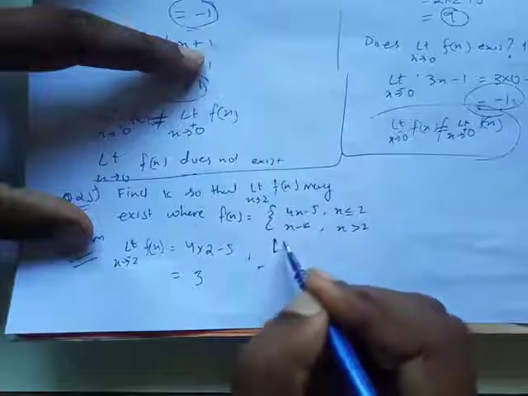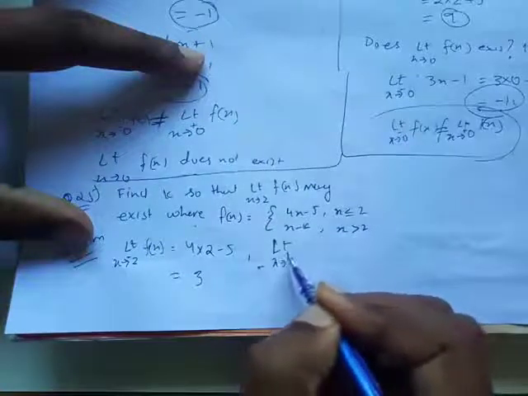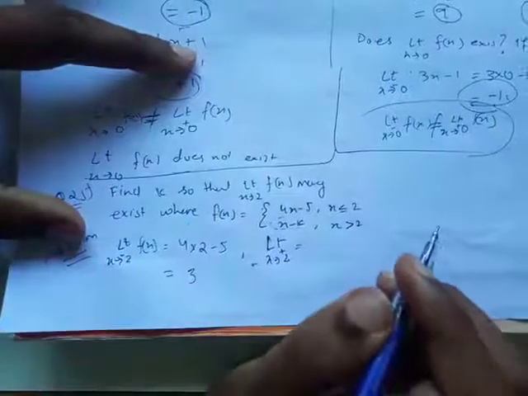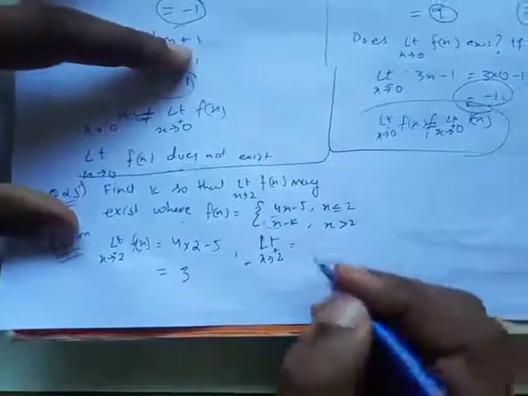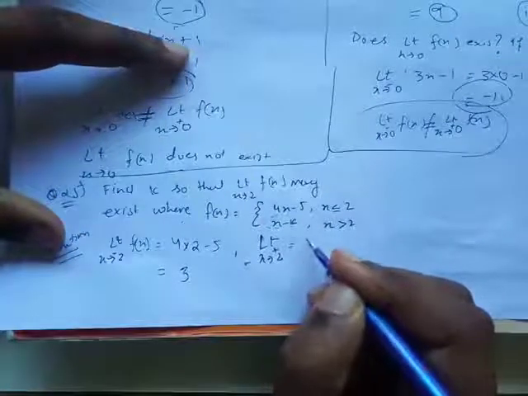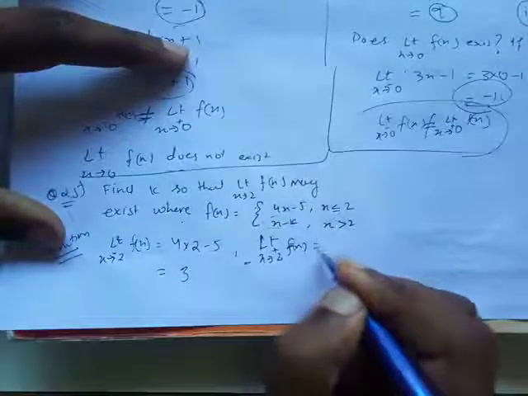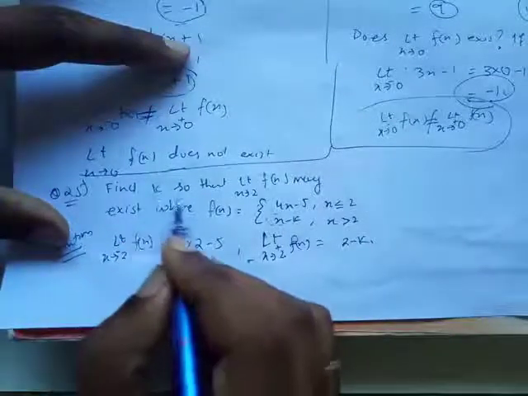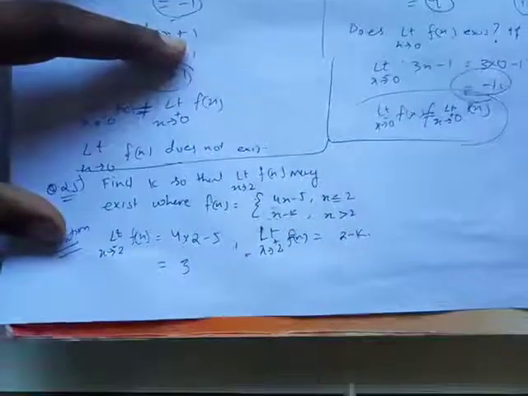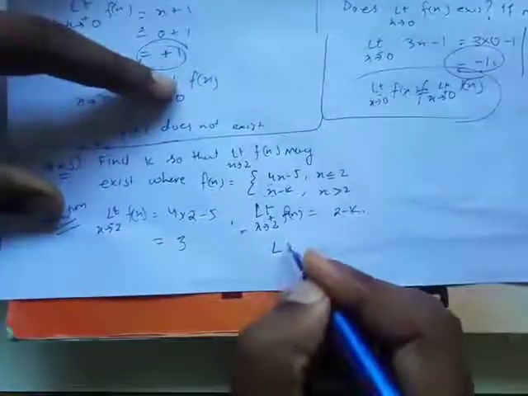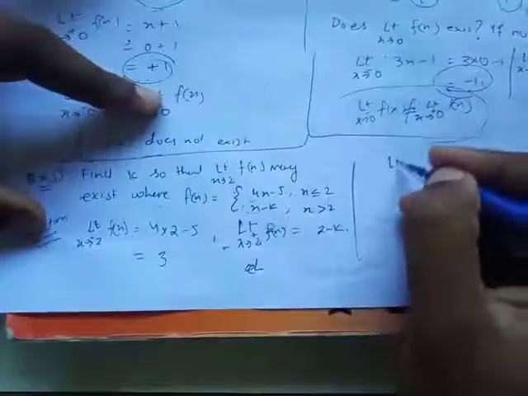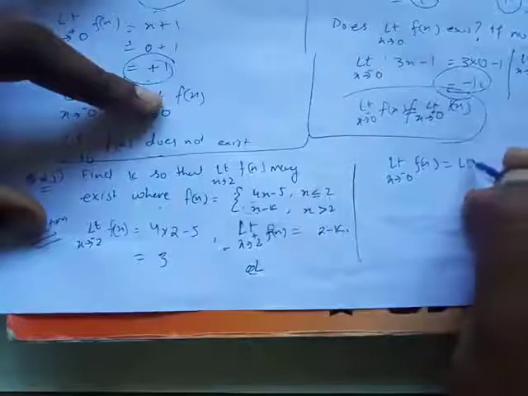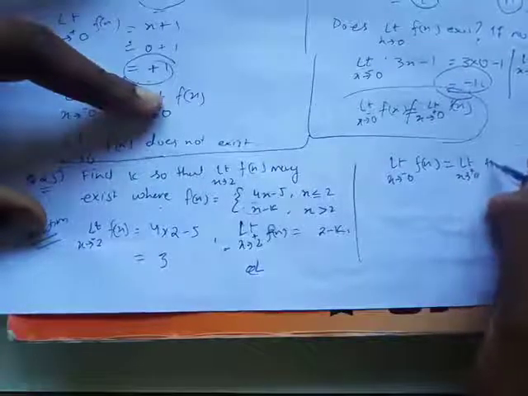And if I'm going limit x tends to 2 from the positive side, I'll be using this equation, right? So if I use this equation, what will I be getting? I'll be getting, at x equals 2, f(x) equals 2 minus k. But they have already said find k so that the limit exists. So if the limit exists, what will I write? The limit as x tends to 2 from the negative side of f(x) is always equal to the limit as x tends to 2 from the positive side of f(x).